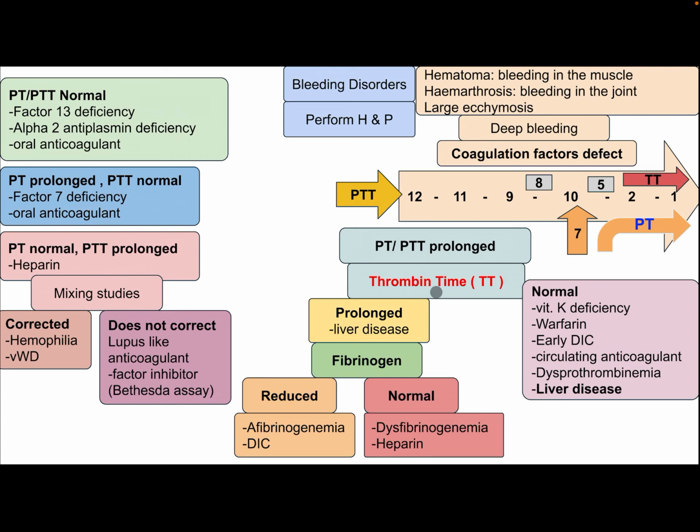If TT is normal, it could also be liver disease, vitamin K deficiency, warfarin, early DIC, circulating anticoagulant, or dysprothrombinemia. Vitamin K deficiency and warfarin overdose affect factors 10, 9, 7, and 2. These factors will be affected, so of course there will be elevation in PTT and PT.